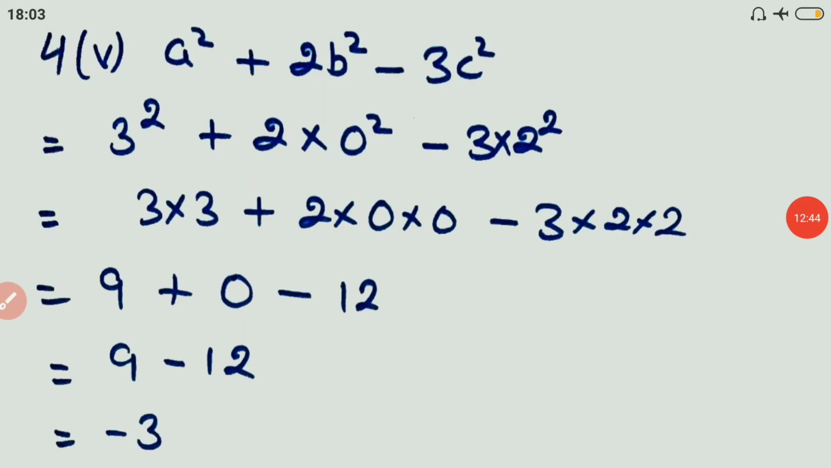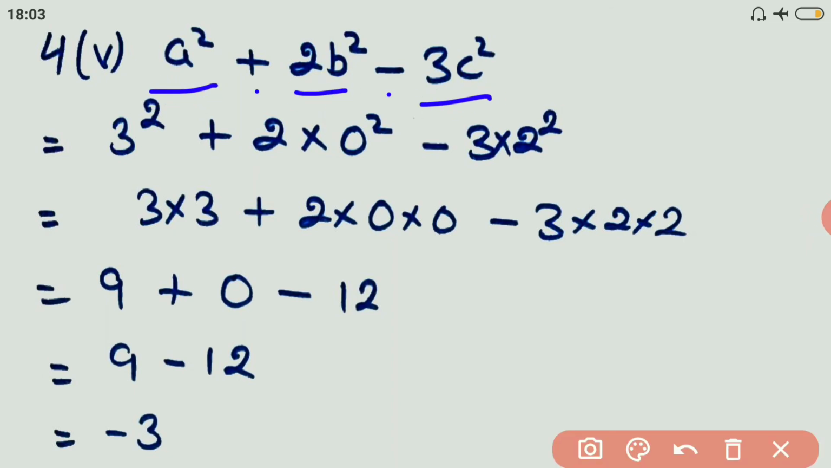Coming to the next question, which is number 4.5. The question reads as a square plus 2b square minus 3c square. Now a square becomes 3 square, plus 2b square becomes 2 multiplied by b is 0 square, and minus 3c square becomes 3 multiplied by 2 square because the value of c is 2. Now 3 square is 3 into 3, plus 2 multiplied by 0 into 0, minus 3 multiplied by 2 into 2, because 2 square is 2 into 2.